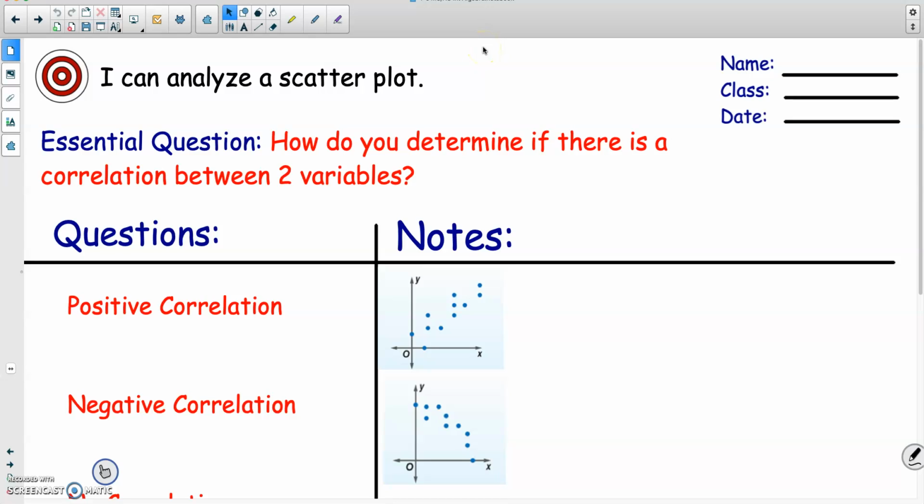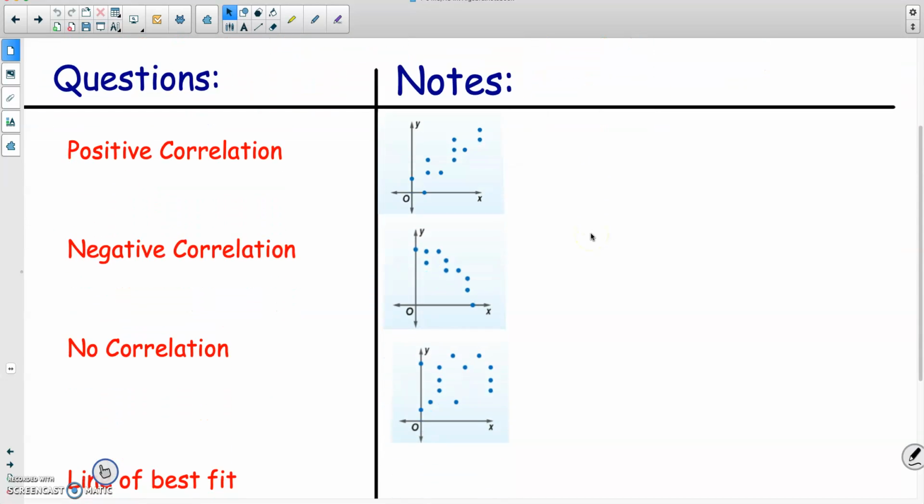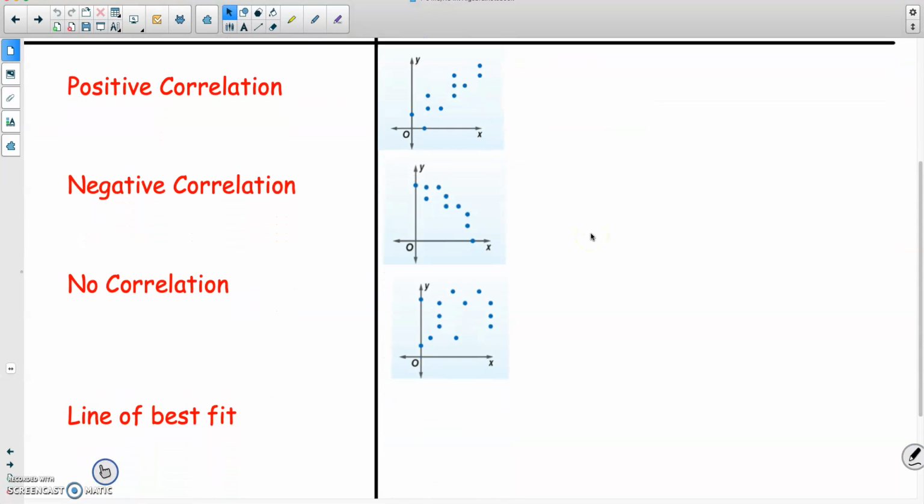Lesson 4.5. Our learning target today is I can analyze a scatter plot. Our essential question says, how do you determine if there's a correlation between two variables? There are three different kinds of correlation that we're going to talk about.